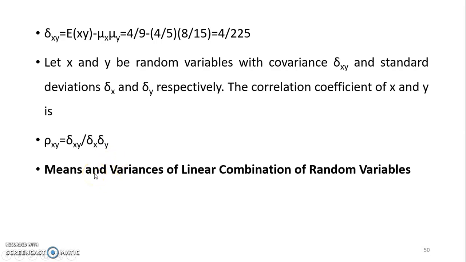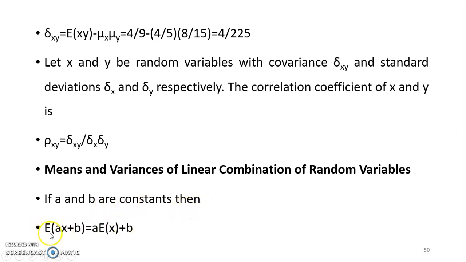Means and variances of linear combinations of random variables. How do we get the mean and the variance of a linear combination of variables? Variables can come as a result of a linear combination of different variables. For example, if a and b are constants, then the mean of the combination ax plus b is equal to a times the expectation of x plus b. The expectation of a constant is equal to that constant. It is very important to note that.